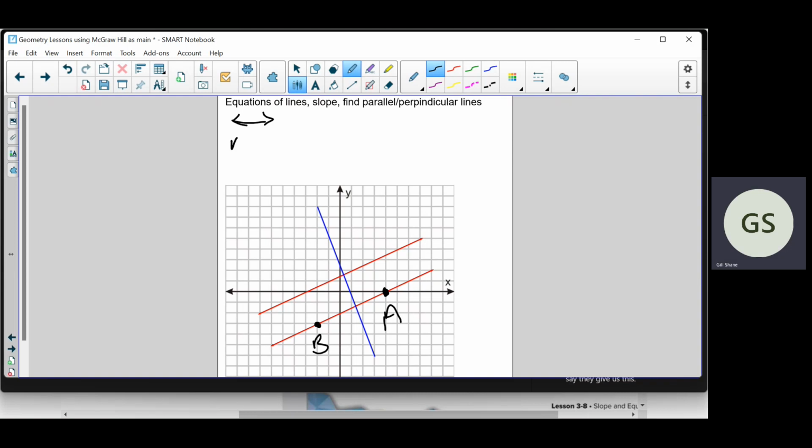Line AB has two points on it, and I'm just going to write those points down, which is point B is (-2, -3). That is probably super loud, so I'm going to turn that off. -2, -3.